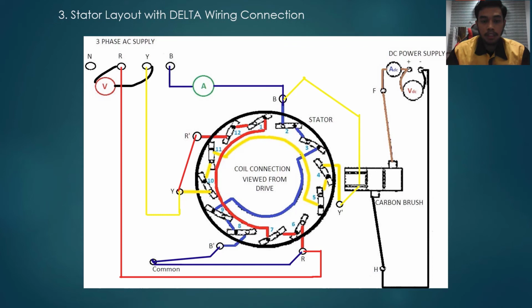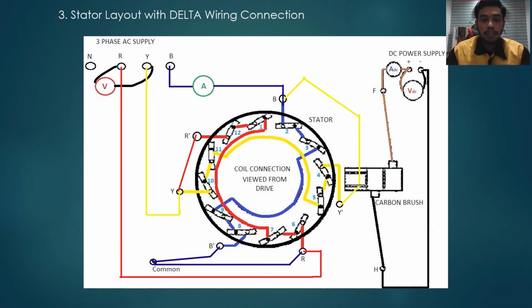For the yellow phase connection, it will be connected to the input Y phase here, and then to the two poles here, which are poles 10 and 11. From the output of pole 11 it will be connected to the output of pole 5, and then from the input of pole 4 it will be connected to the Y prime output phase, and from there it will be connected to the input B phase.